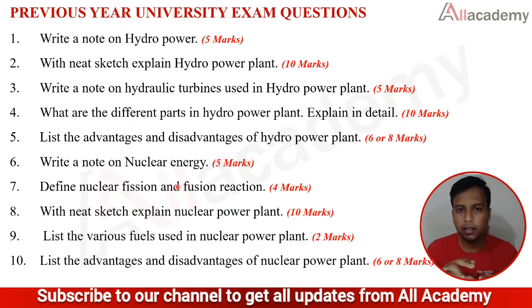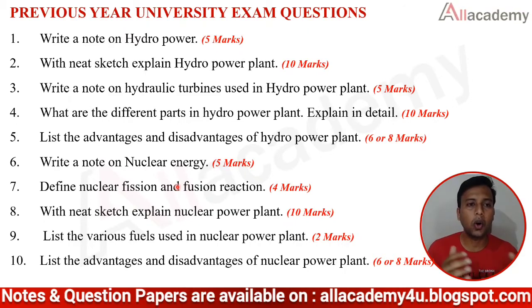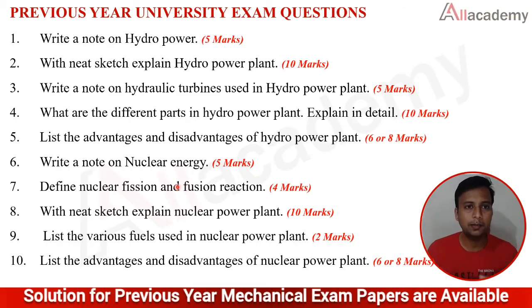In construction, you can take 2 to 3 lines, like: the above figure shows a schematic representation, and it consists of various different parts. Then in working, explain how this hydropower plant works, how the potential energy of water is converted into electrical energy. That process you need to explain either in a paragraph or point-wise.